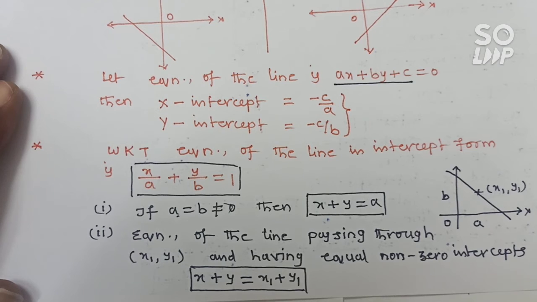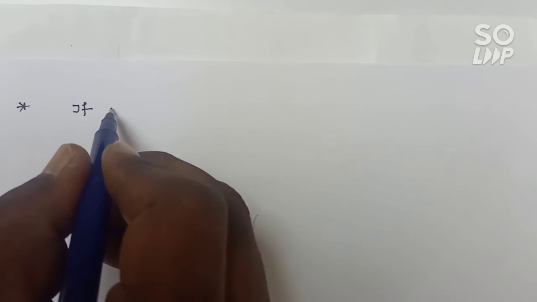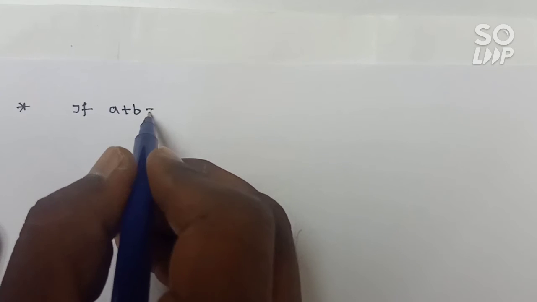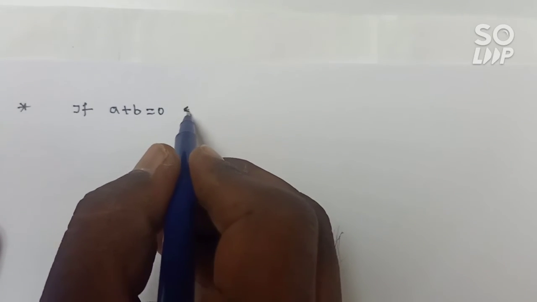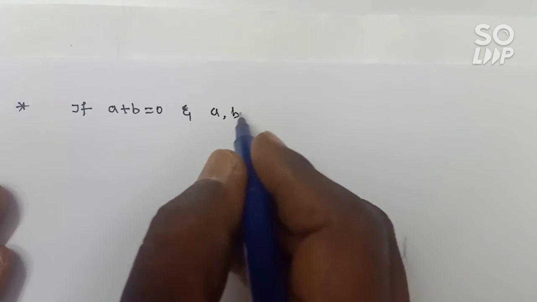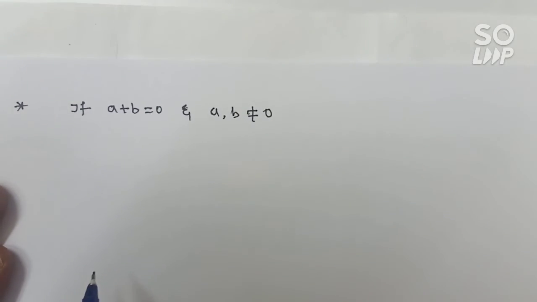See the next one. The second point is, if a plus b is equal to 0 and a comma b are not equal to 0, that means what?